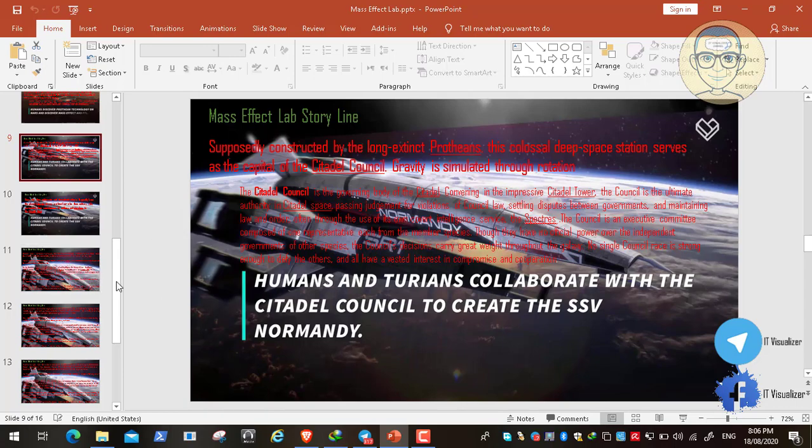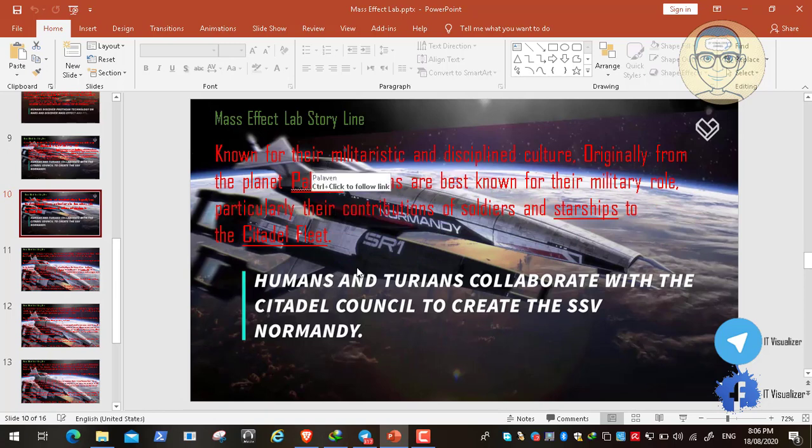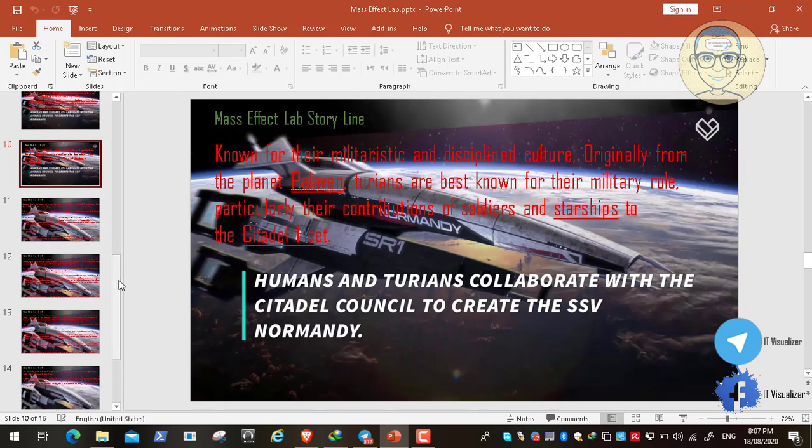We need to know first who the Turians are. Okay, the Turians are another species in the Milky Way, known for their militaristic and disciplined culture, originating from the planet Palaven. Turians are best known for their military role, particularly their contributions of soldiers and starships to the Citadel fleet. So they are of a militaristic and disciplined nature, and they are best fit to contribute soldiers and starships to the Citadel fleet. Okay, so until this point, now our story continues.